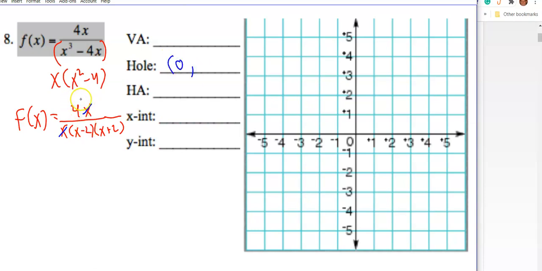If I plug that in, I get 4 over -4, which is -1. So (0, -1), there's a hole. Vertical asymptote at x equals 2 and x equals -2. Horizontal asymptote, it's bottom heavy, so y equals 0.